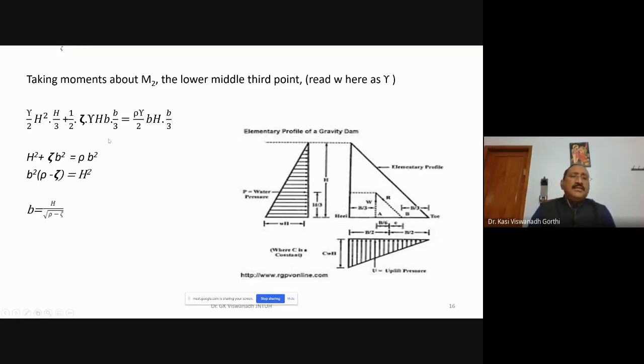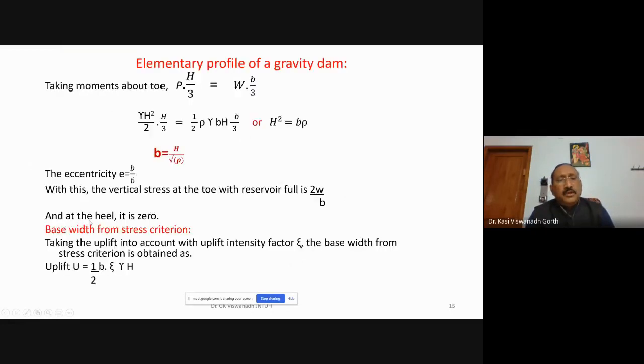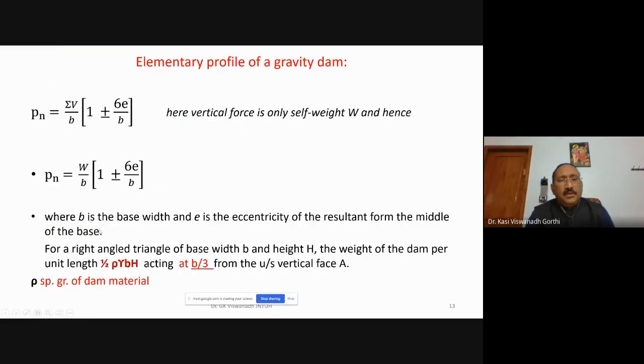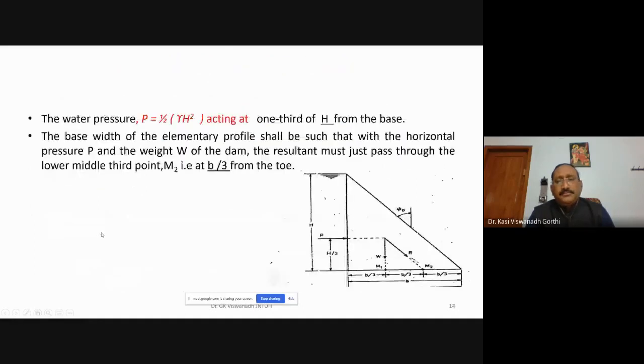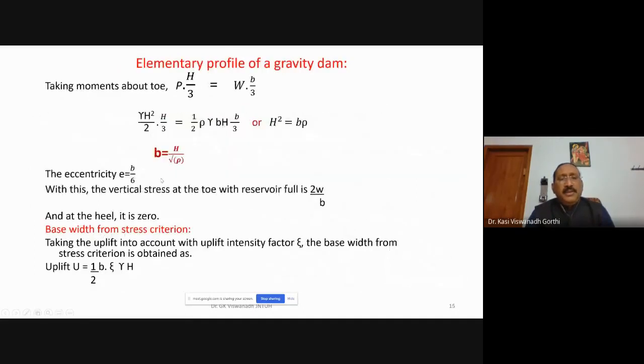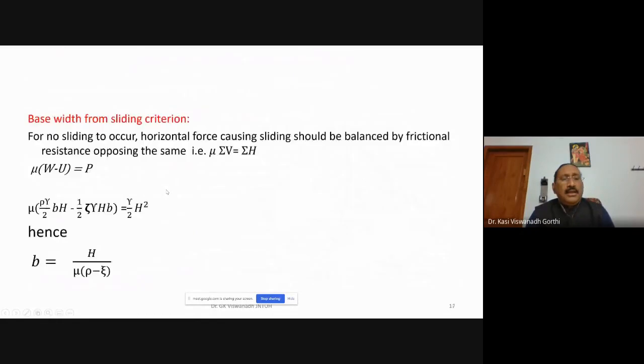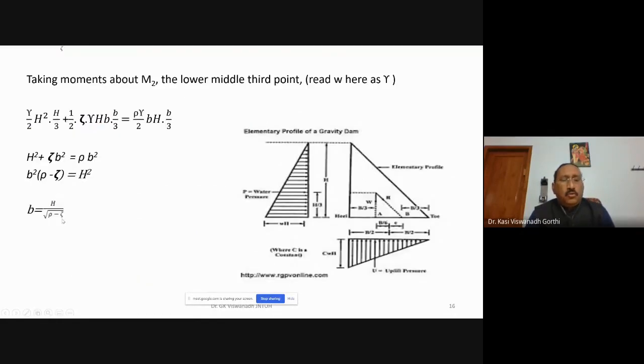So accordingly, the simplification will provide you the base width: b square into rho minus zeta will be equal to h square, or b is equal to h by square root of rho minus zeta. In the earlier case, you have got simply h by root rho as the base width b. Now you have got h by root rho minus zeta.